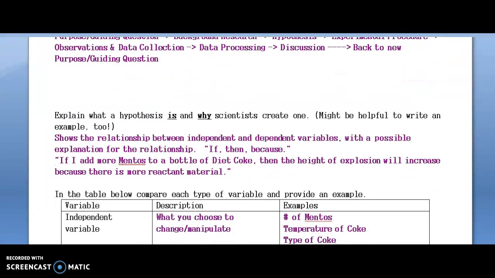Hypothesis. The reason that we have a hypothesis is that it's showing the relationship between your two variables. So without showing that relationship, we don't really have a good experiment. And then we also try to explain the relationship. We always use the format if, then, because.